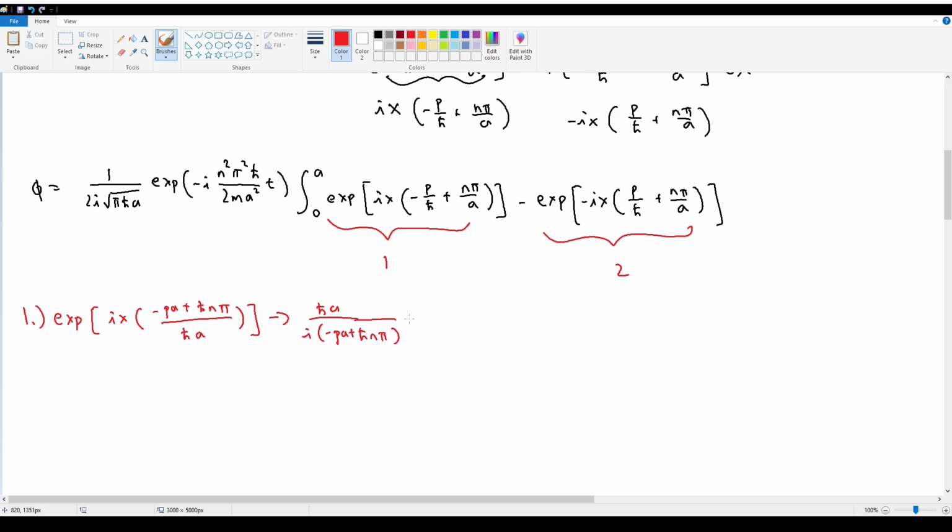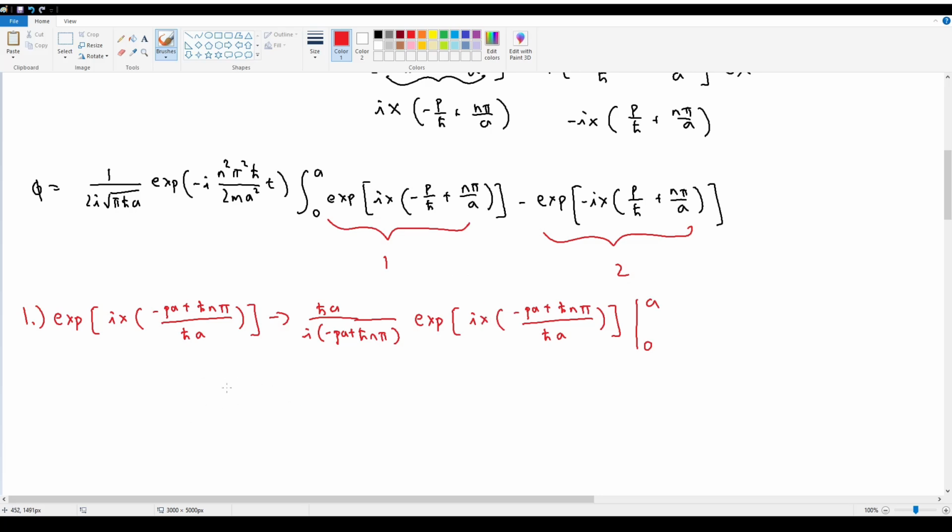And then I'm going to be multiplying it by the exact same expression, in which case, let's just copy paste this over. And this is getting evaluated from 0 to a. Let me just double check my work here. This is a very messy expression. H bar a, I negative pa plus h bar n pi, exponential I x negative pa plus h bar. Yeah, that's correct. Now, if I plug in 0 here, then this is just going to be a complex exponential of 0, which is just 1, right?